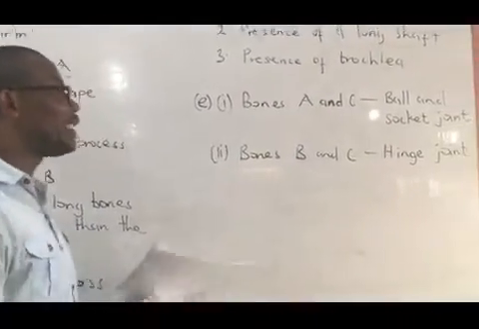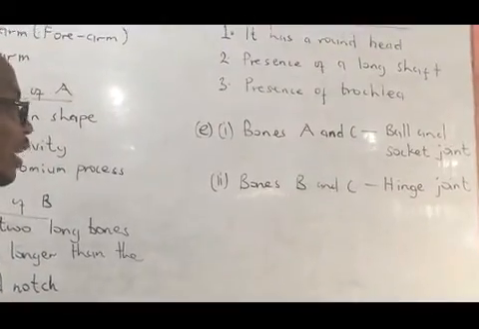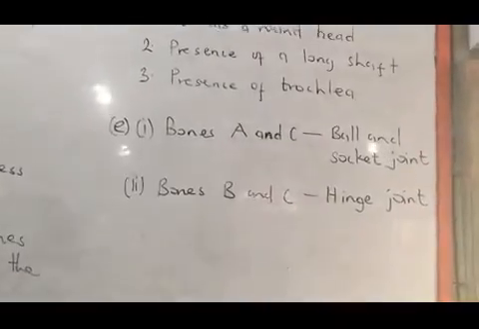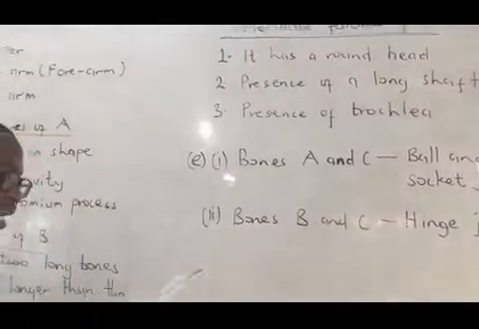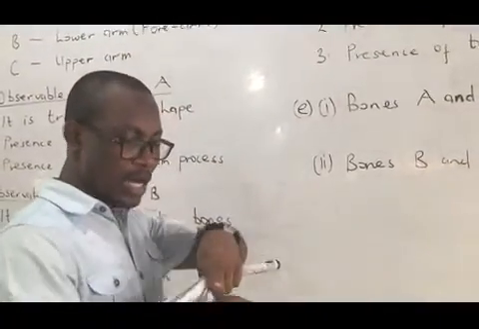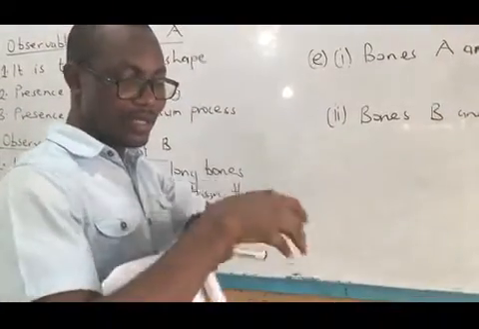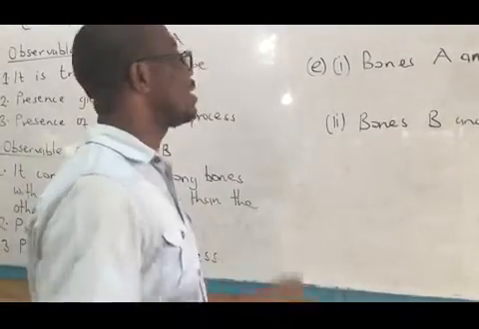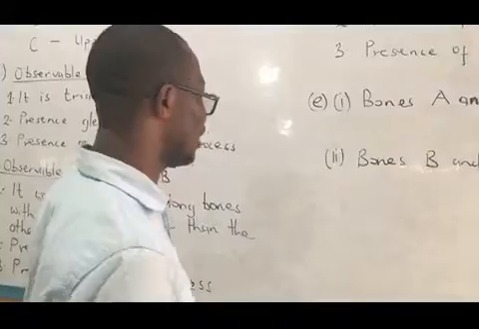There is also a third type of joint, which we call the gliding and sliding joint. That is found in the wrist, as well as in the ankle. The wrist and the ankle. So we take note of that.